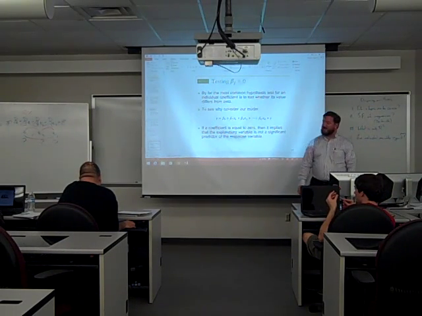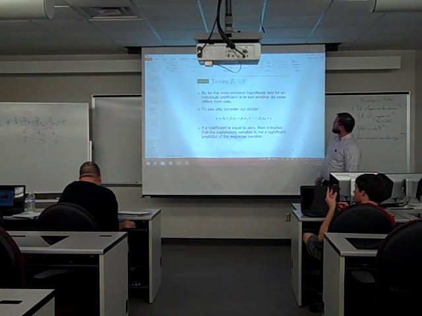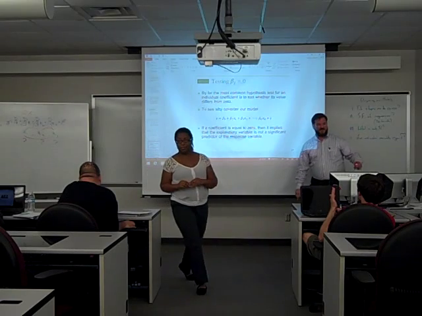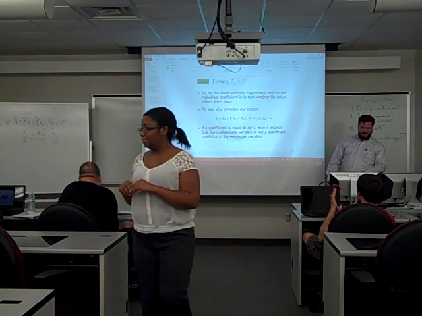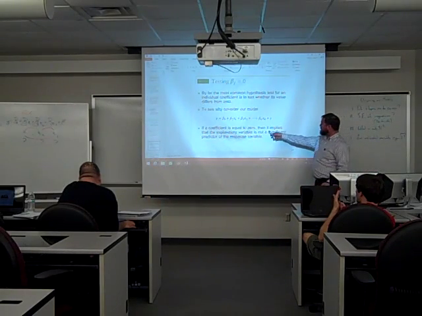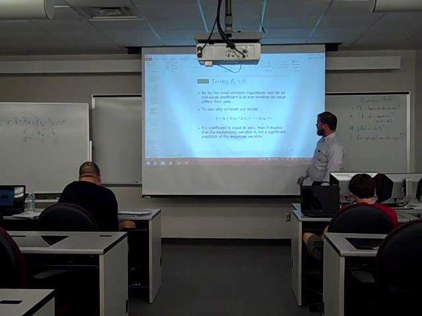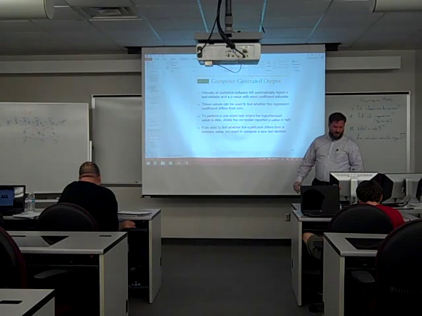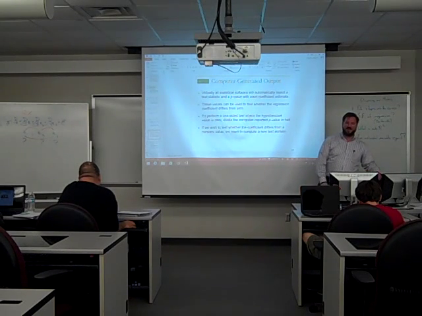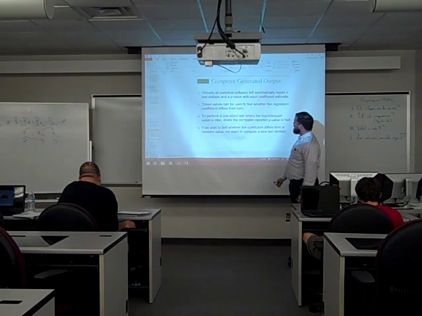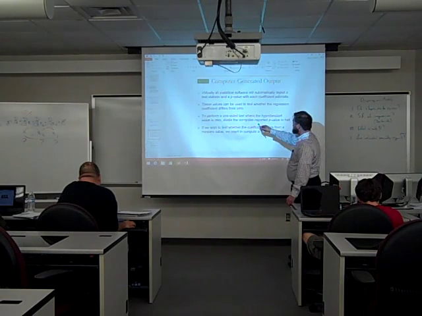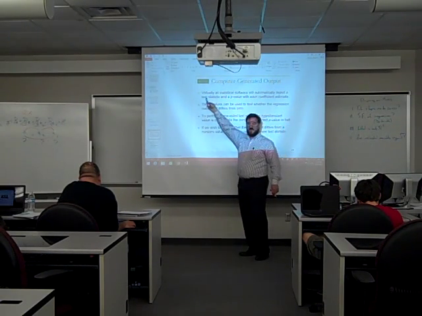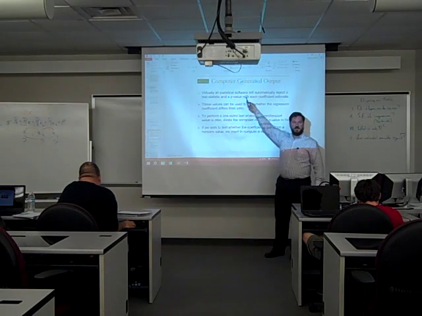So we test to see. By far the most common hypothesis is to test if an individual coefficient differs from 0. If a coefficient is equal to 0, it implies the explanatory variable is not significant. Just what I covered. Computer-generated output. The computer does this for you. When it is done, the computer is going to give you a t-stat, a test statistic, and a p-value.